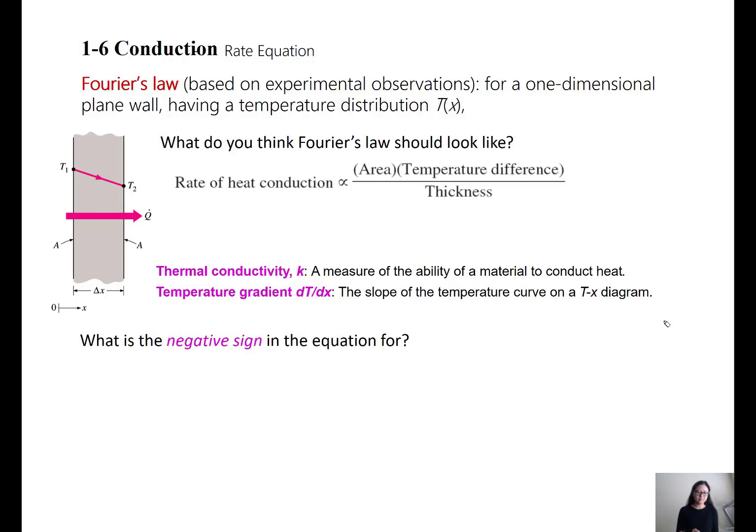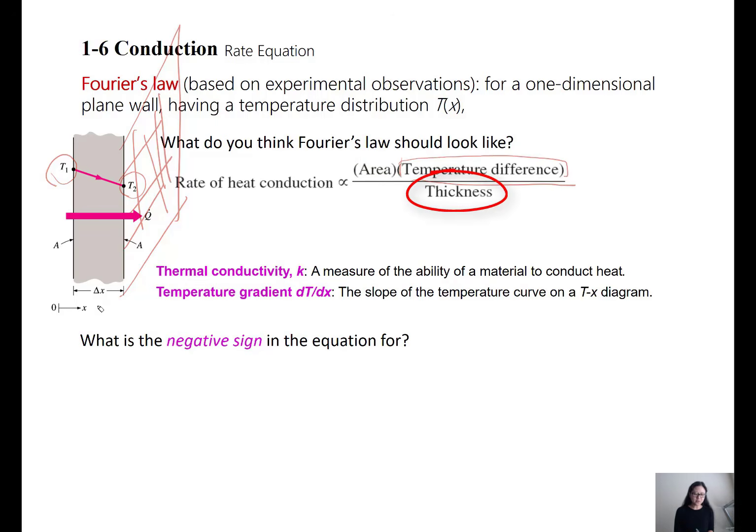Consider this wall of a building. Temperature T1 at the outer surface is higher than temperature T2 at the inner surface. What should the rate of conduction depend on? Of course, temperature difference matters. We know temperature difference is the drive for heat transfer. The larger the temperature difference is, the faster heat transfers. The size of the wall should matter. The larger the wall is, the more heat can be transferred per unit time.